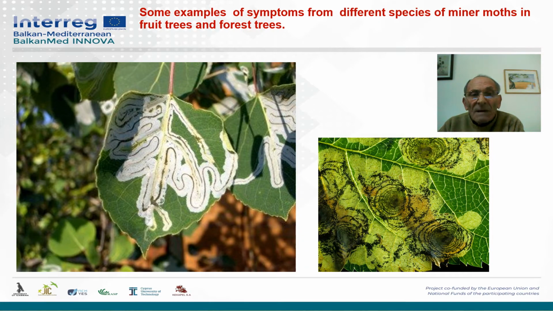Here are some examples of symptoms from different species of leaf miner moths in fruit trees and forest trees. As we see, the different forms of gallery, the different forms of the mines, are a criterion for determination of the species. Different species cause different forms of mines on the leaves.